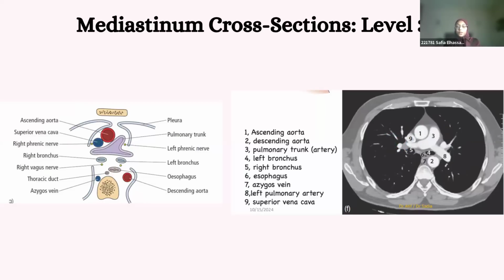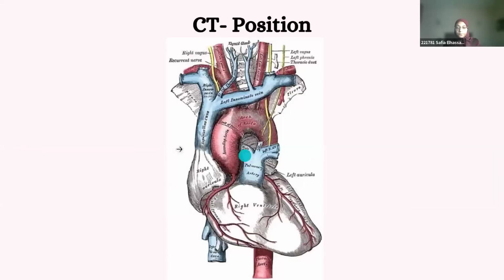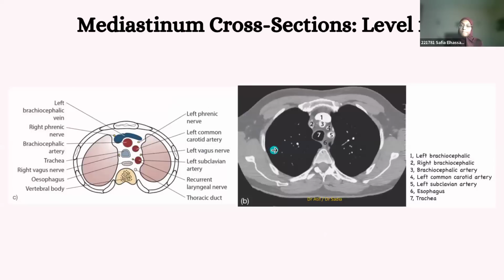So for this cross-section specifically, we would be located somewhere here, because we are seeing both parts of the aorta. We're seeing some of the pulmonary trunk and one of the pulmonary arteries.